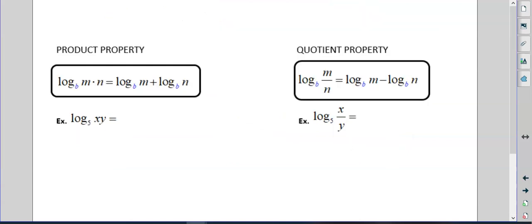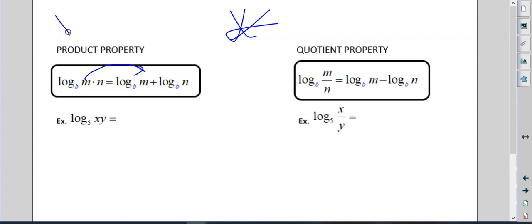Product property. I can't stress this enough: this page is where most of the mistakes happen. If you're in my room, you'll see a poster that says keep calm and always condense. That's going to come in here when we go backwards on this property, but they go hand in hand. So please pay attention. Log b of m times n expands to addition.